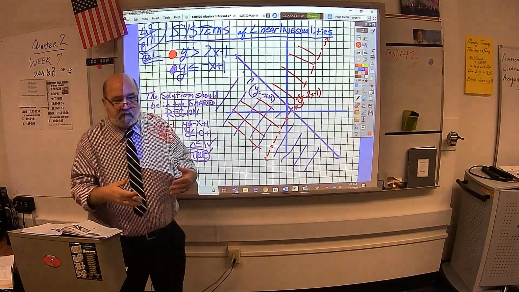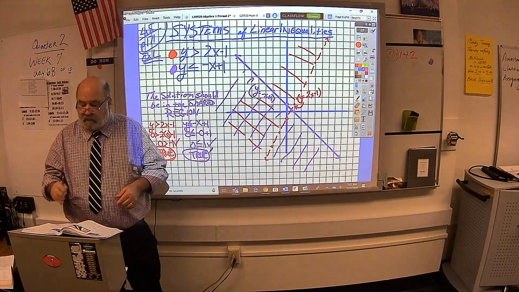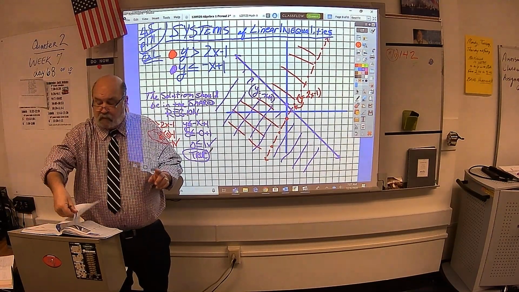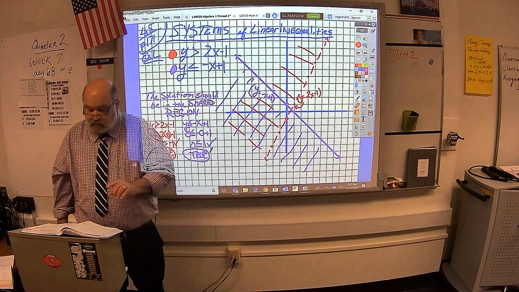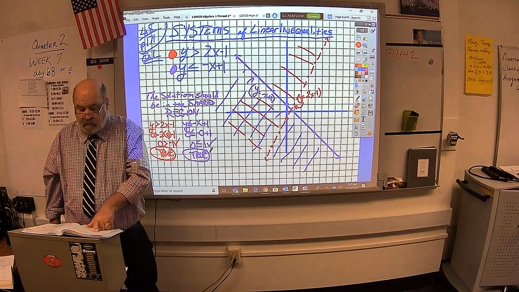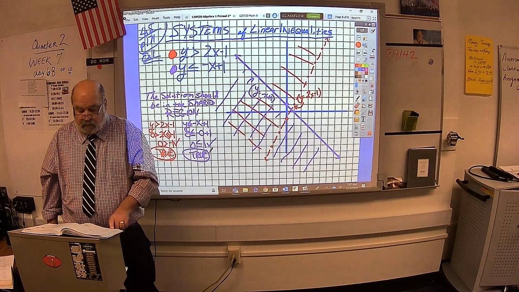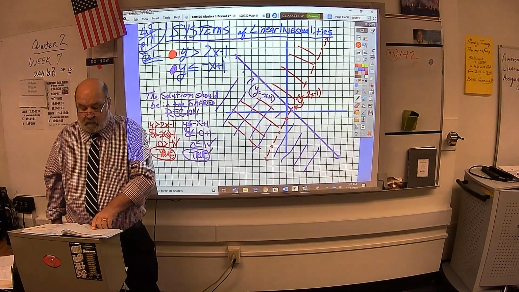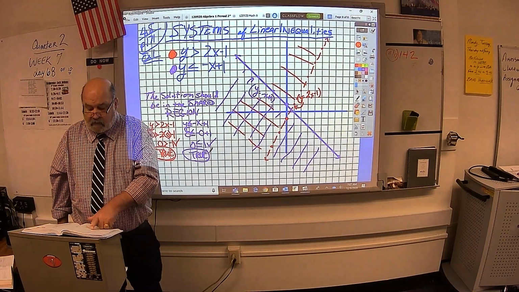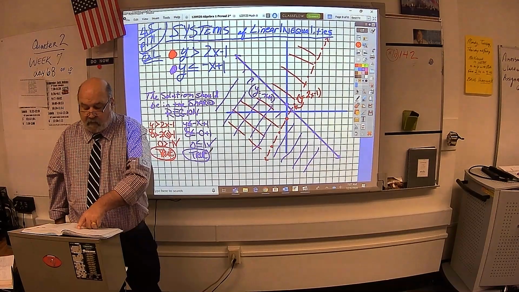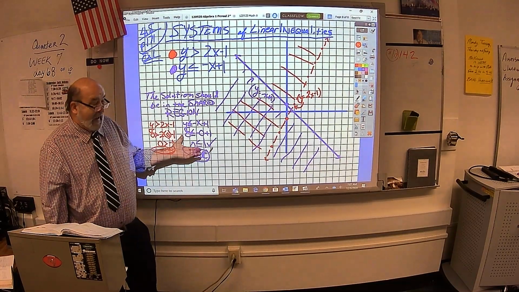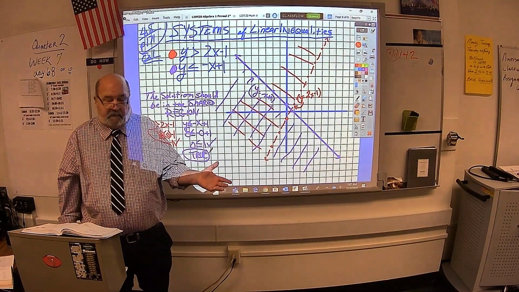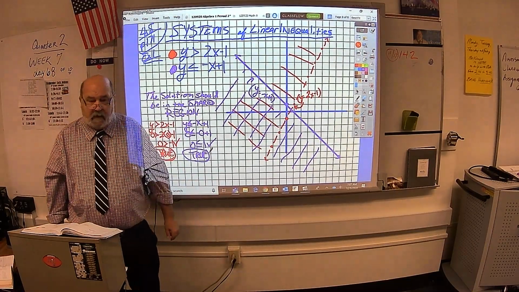The other questions that come here get very simple very quickly. On example 2, on page 172, what we're talking about there is writing a system of inequalities from a graph. I think you can do that. If not, then let's work on it.